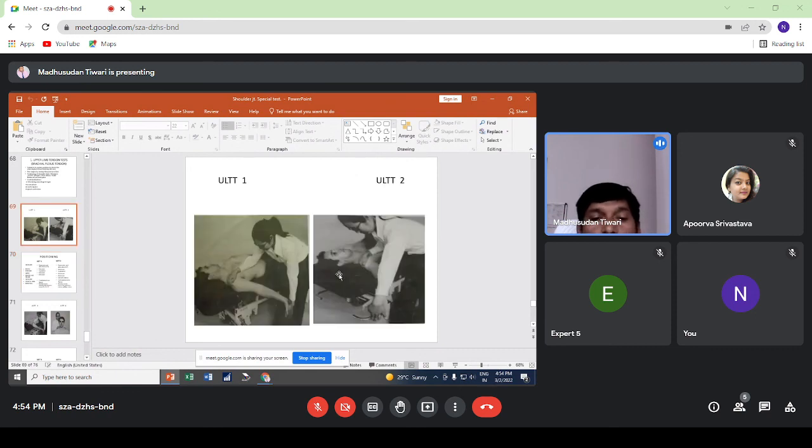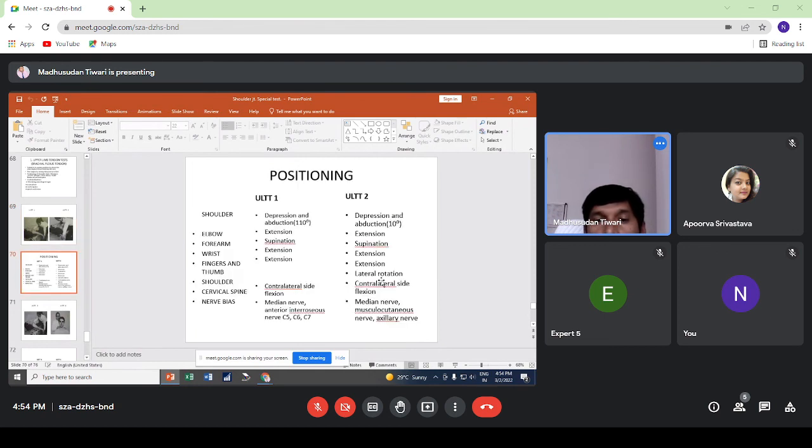ULTT 1 was the first, this is the second. Extension of the elbow, supination of the forearm, extension of wrist and fingers, shoulder laterally rotated, contralateral side flexion. It shows again median nerve injury with musculocutaneous nerve and axillary nerve involvement.